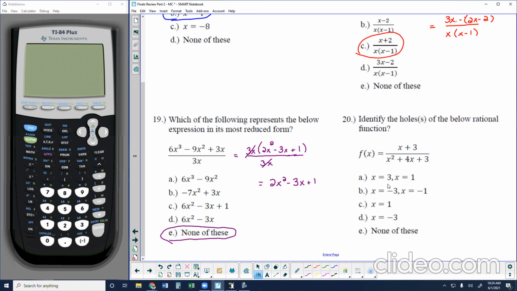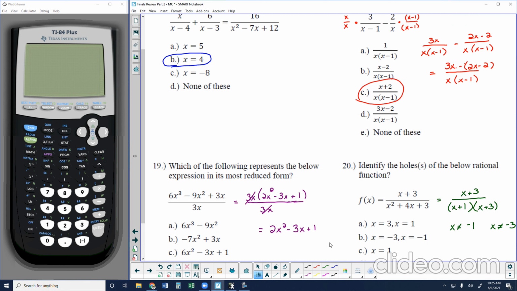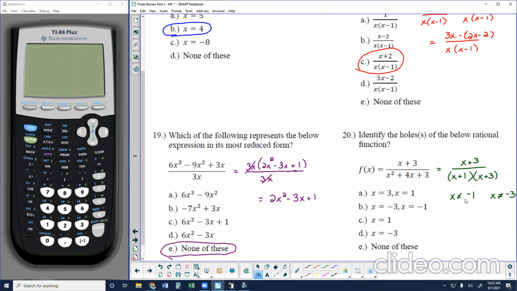Problem 20 says to identify the holes of the below rational expression. Remember, holes are restrictions on the domain of a rational function. In order to find restrictions on the domain, we have to take a look at the factors of the denominator. If I factor the denominator, it factors into x plus 1 and x plus 3. This means x cannot be negative 1 and x cannot be negative 3. Again, as we saw in problem 17, you cannot have a 0 in the denominator. If I put a negative 1 in there, that would give me a 0 in the denominator. If I put negative 3 in here, that would give me a 0 in the denominator. So both of these are restrictions on the domain, but this specifically asks for holes.